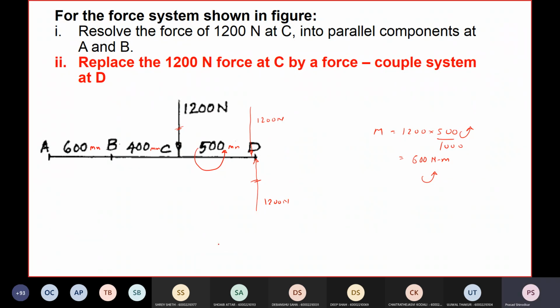Let me just write it over here. A, B, C, and D. And at D, it is a downward force of 1200 newtons and a counterclockwise moment of 600 Newton meter. Okay, so that is the final force system. All right, that's all from the resultant chapter.